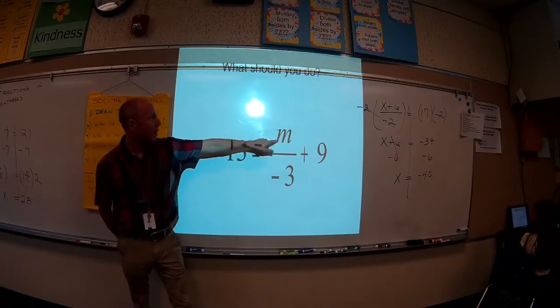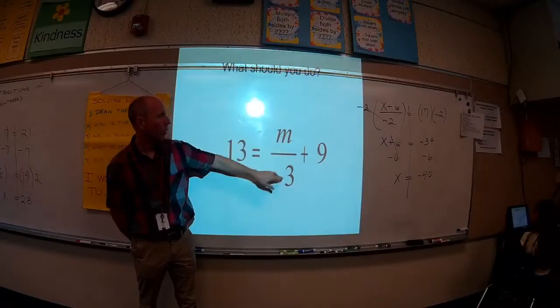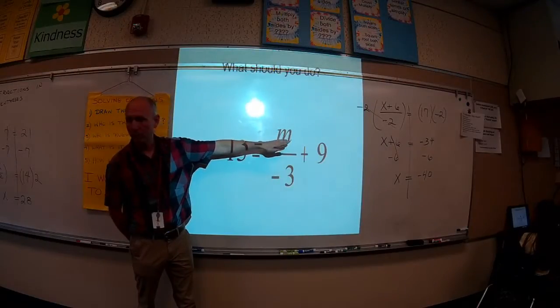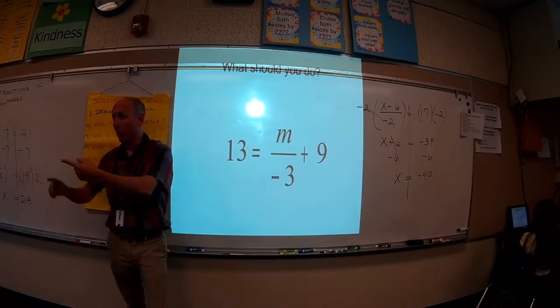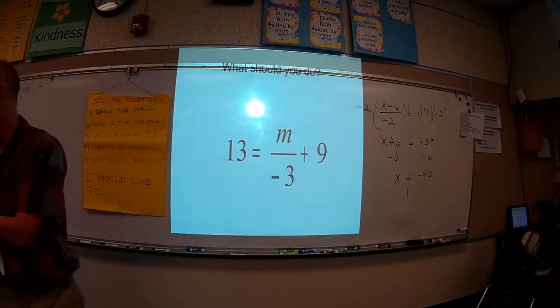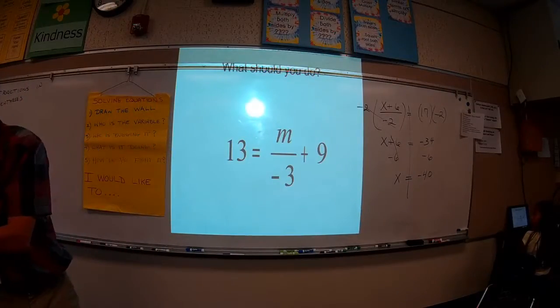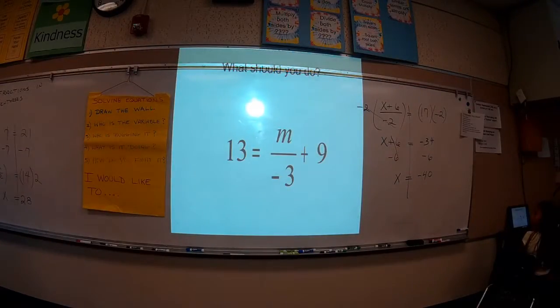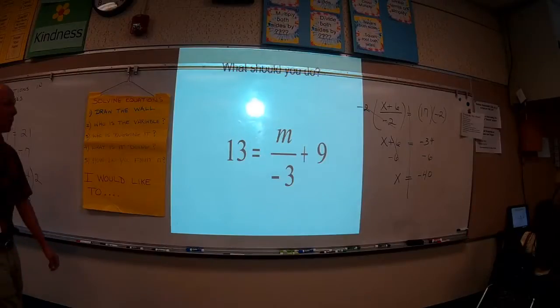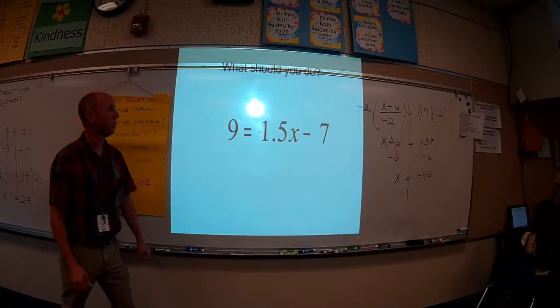So if I have m over -3, what is that negative? What operation is trying to occur right there? Divide. How do I fight division? Multiplication. So right now you've got the word multiplication and you have the number -3. Multiplication and -3. What would you like to do? I would like to multiply both sides by -3. Good. Next slide.